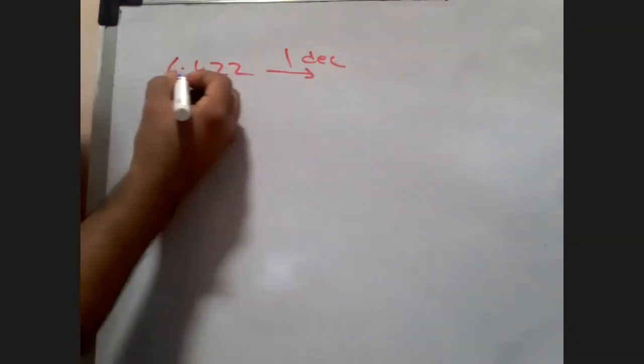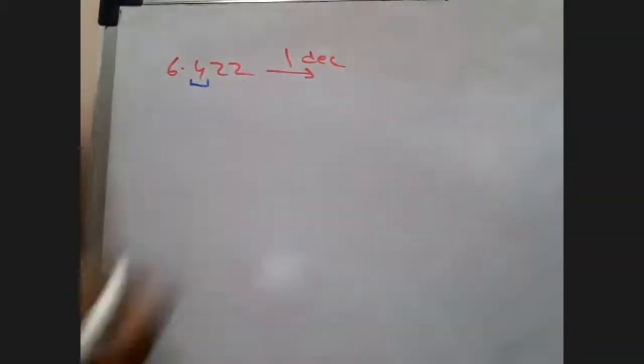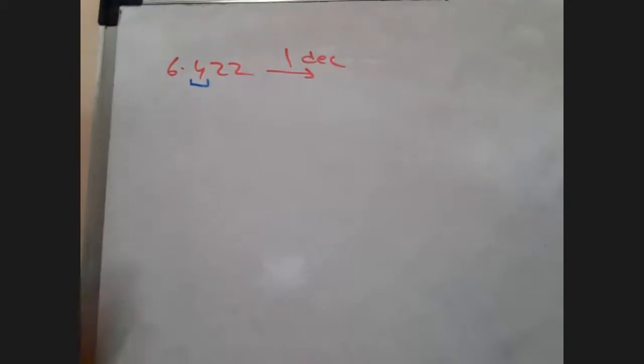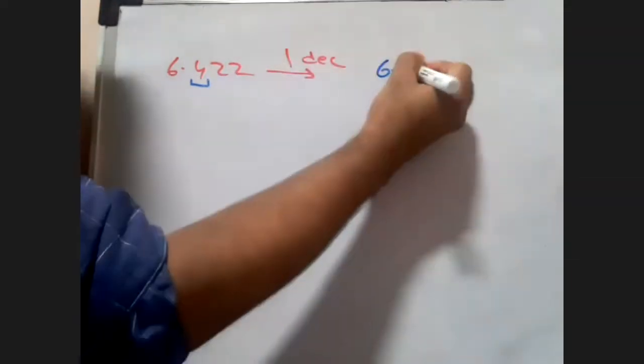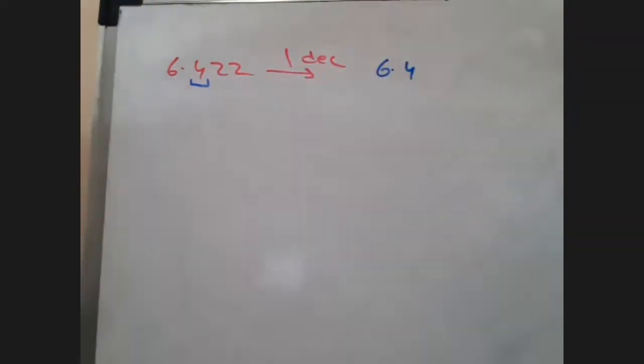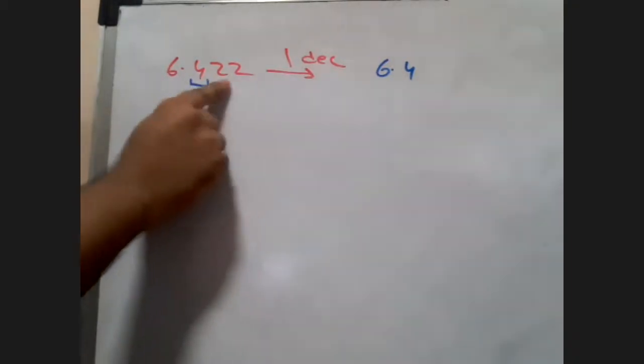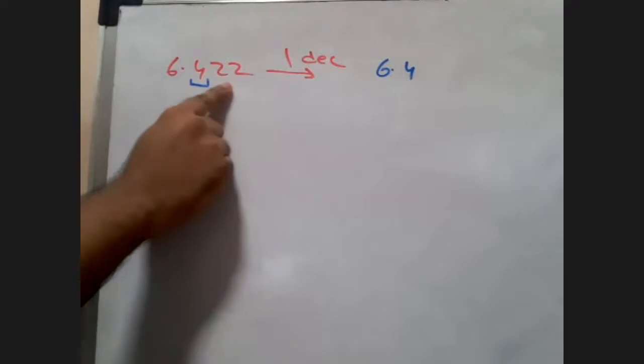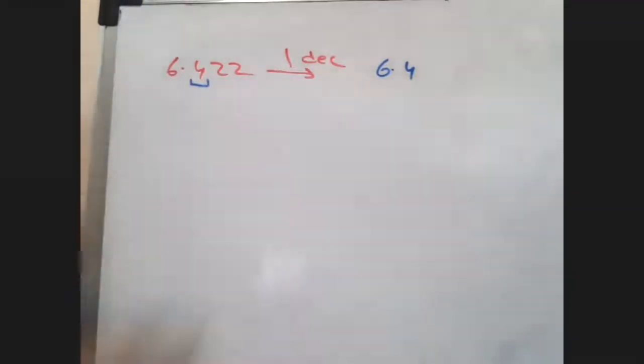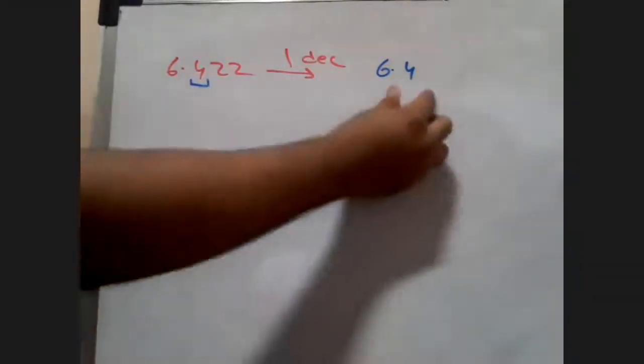You want only one decimal place. This is my one decimal. I want this. So write that down exactly as it is, 6.4. Now look at it, if you are going to round it off, this right hand side is less than 5. Yes or no? So you will keep this as it is.